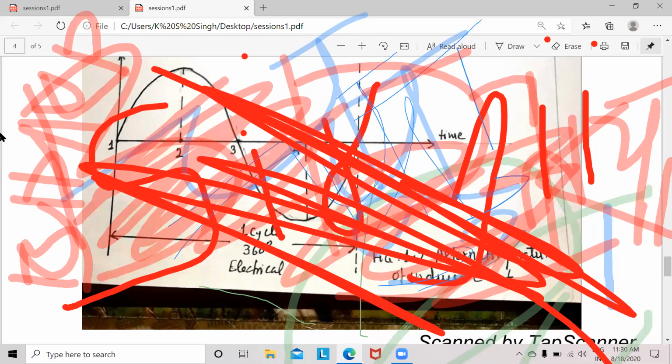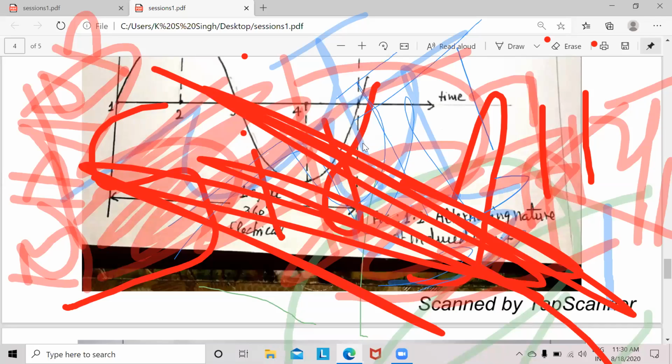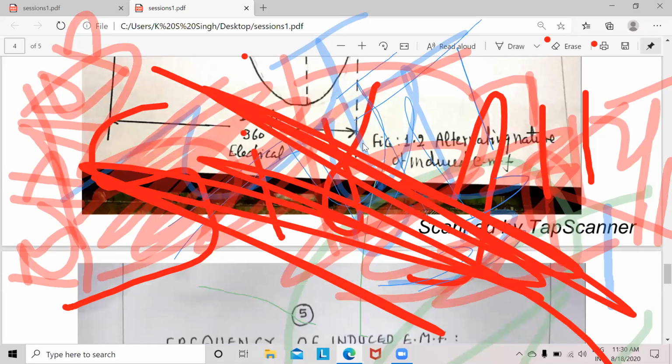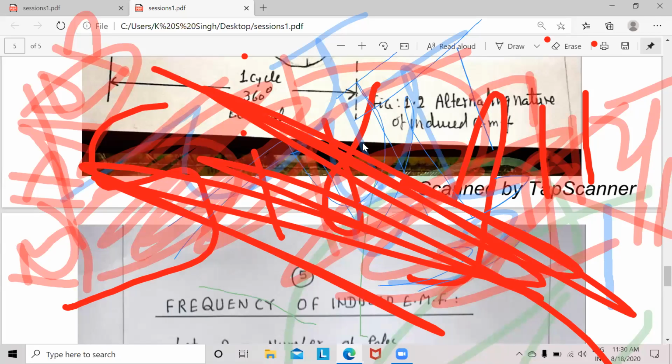So you see that you are getting an AC induced voltage, and this wave shape from point 1 to 4 has one cycle, that is 360 electrical degrees. In this way, the synchronous generator is producing alternating induced EMF.